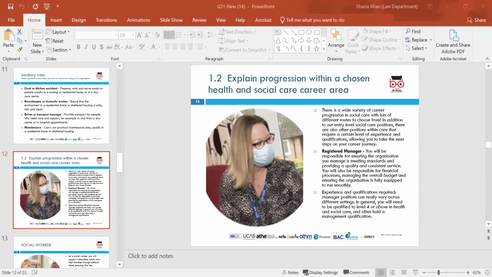Why is it important, if you want to become a registered manager, why do you think it's important to have a qualification in place? Why do you think it's important to have a qualification in place?